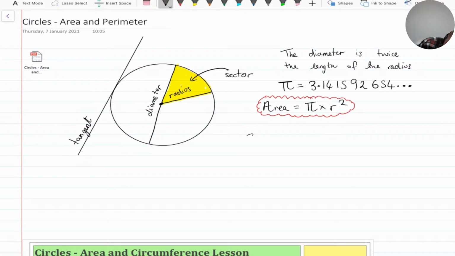And the circumference is equal to pi times by the diameter. Well, don't forget the diameter is 2 times the size of the radius. So you could also say that it's 2 times by pi times by the radius. Both of those are valid because we know that diameter is double the radius.